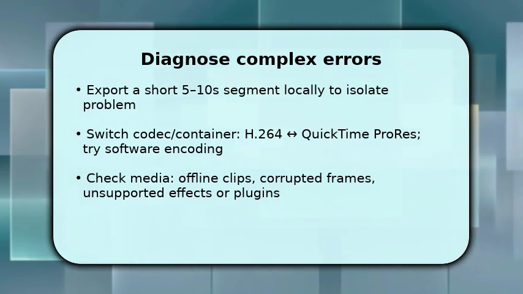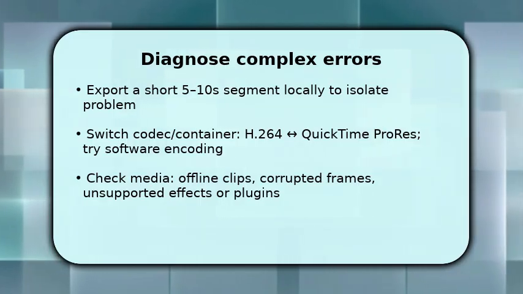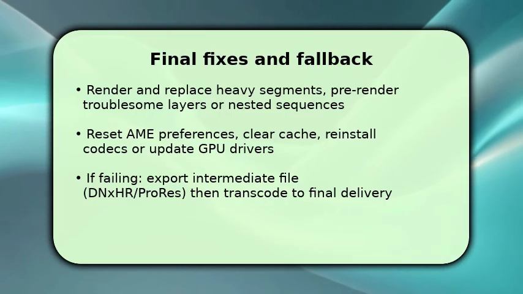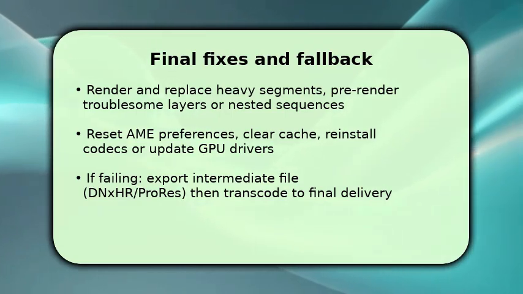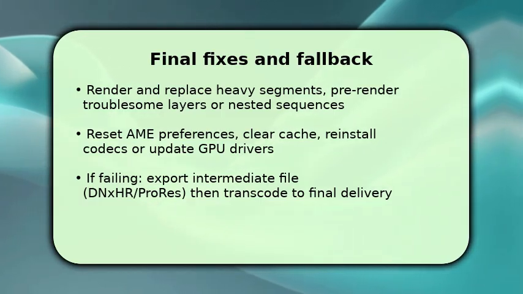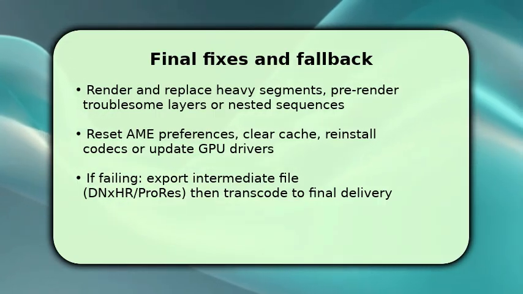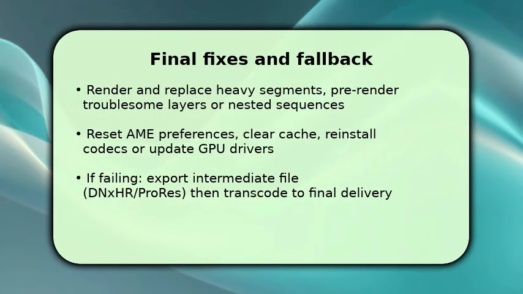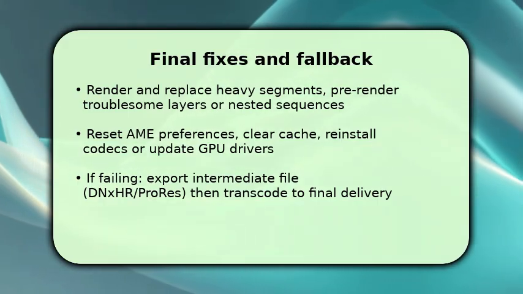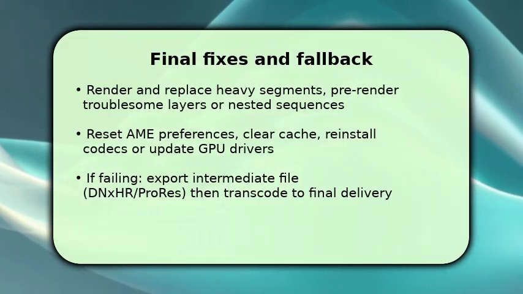You finish by pre-rendering and replacing any heavy segments. Render nested sequences or effects-heavy portions to intermediates and relink them in the timeline. This reduces live processing. If issues persist, reset Adobe Media Encoder preferences, clear media cache, and update or reinstall GPU drivers and codec packs. As a reliable fallback, export an intermediate high-quality file such as DNxHR or ProRes. Then transcode that file to your delivery codec. Troubleshooting tip.